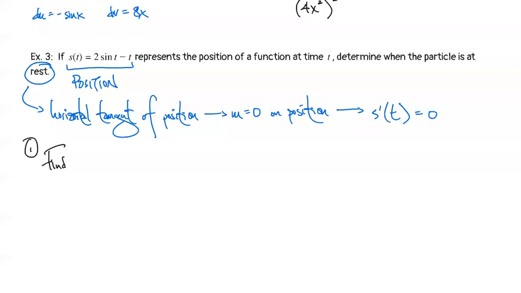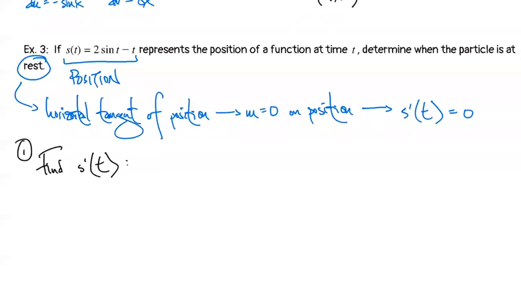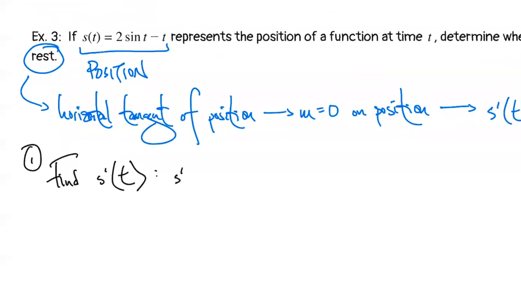Find S prime of t, which will be our velocity function. What do we get when we take the derivative of 2 sine t? 2 cosine t. Good, and this is a great example of that constant multiple rule: 2 times the derivative of sine. Good. What about this minus t?